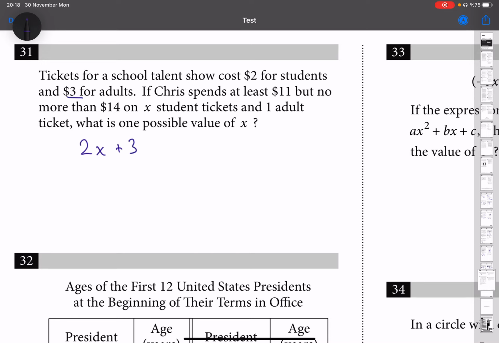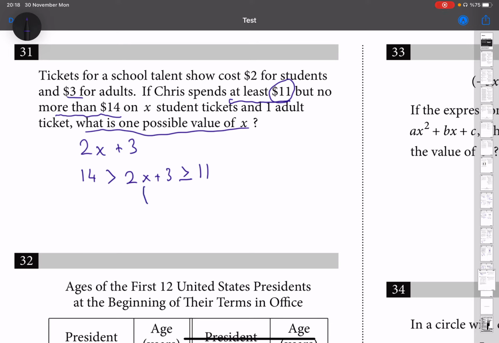So the question tells me that at least $11 has been spent. So 2x plus 3 can be equal to $11. So I can write 2x plus 3 is greater than or equal to 11. And also the question tells me that it is less than 14. It cannot be equal to this value. So what is one possible value of x?